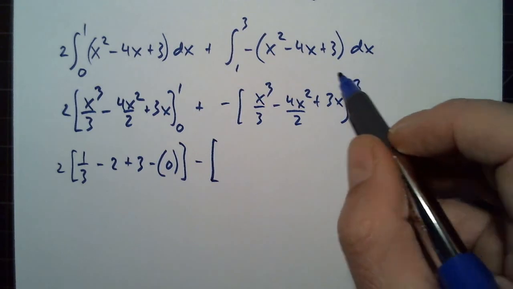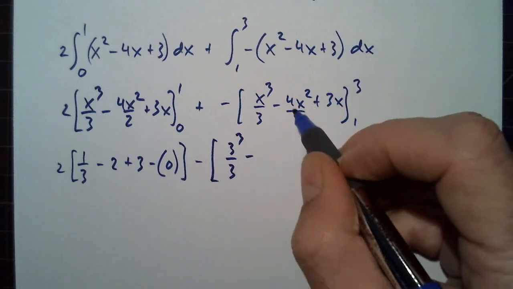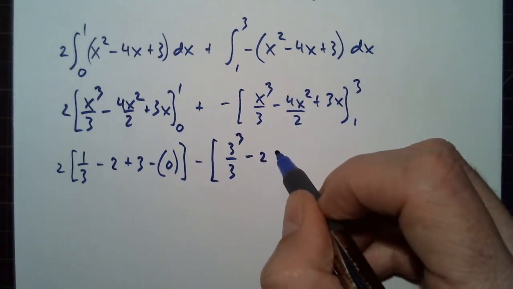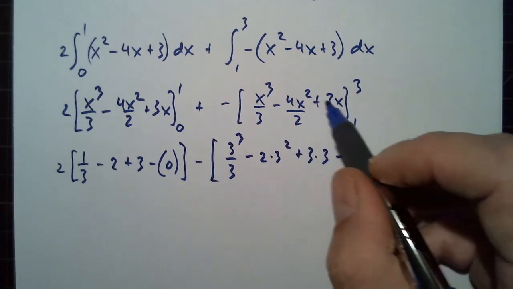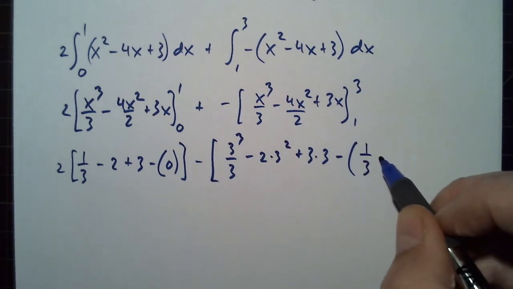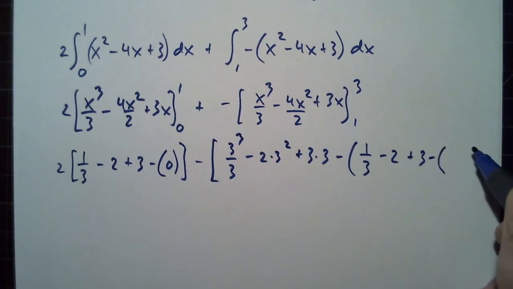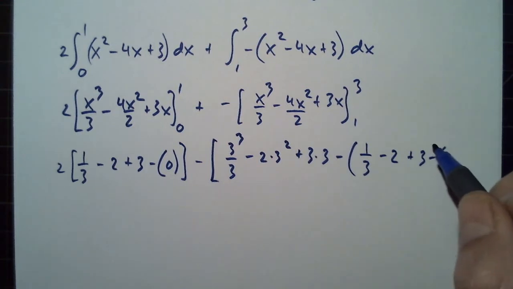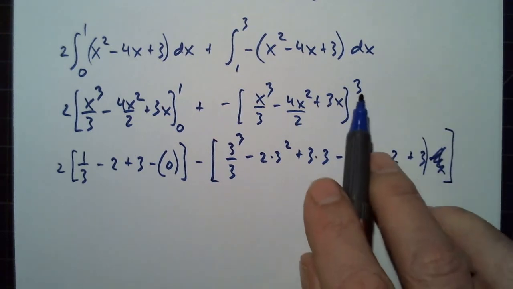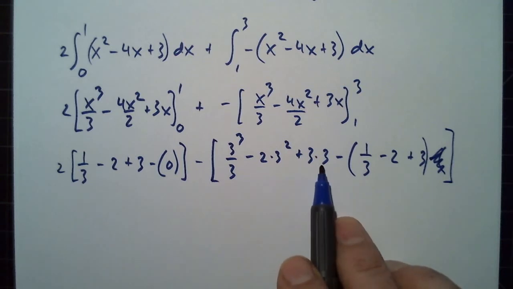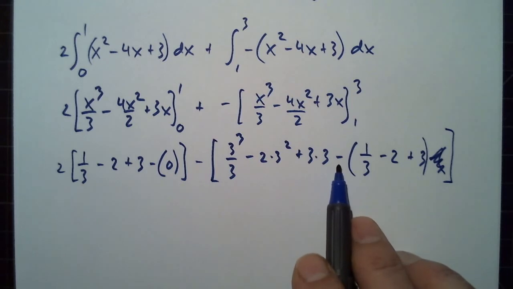Then we have to put a 3 in here, 3 cubed over 3, that's a 2, 3 squared, 3 times 3, and then we put a 1 in there, 1/3 minus 2 plus 3, no more minus. Okay, so we put the 3 in, we get all of this, and then we put the 1 in, we get all of that, and we subtract.